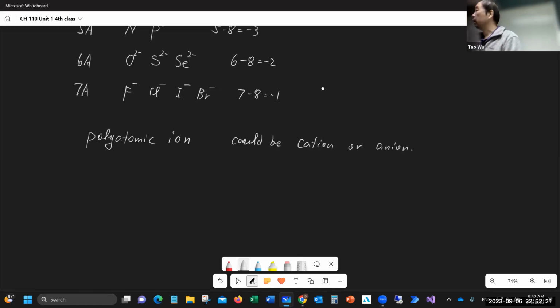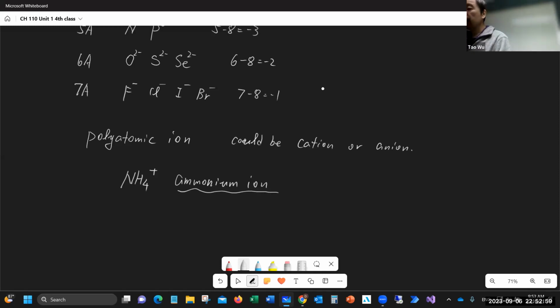If you look at the common ion sheet, you will see not many cations are polyatomic ions, but there is one very common one that we use for the cation. This is called ammonium. This is the ammonium ion. Or you can just call it ammonia.